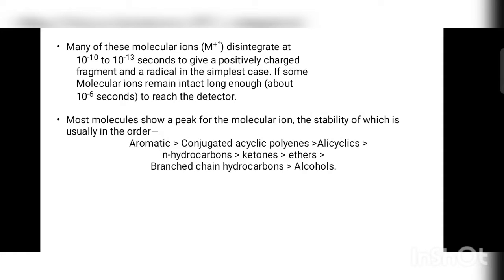Most molecules show the peak for a molecular ion, the stability of which is usually: aromatics are the most stable. After the aromatics come conjugated or cyclic polyenes, then alicyclics, n-hydrocarbons, ketones, ethers, branched chain hydrocarbons, and lastly the alcohols. In this, aromatics are the most stable one.